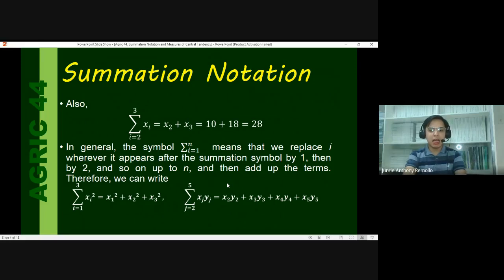Okay? And then given this second equation, the summation of xjyj wherein n is equal to 5 and j is equal to 2, we can come up with this equation: x2 y2 plus x3 y3 plus x4 y4 plus x5 y5. We can no longer include x1 y1 because according to the equation, j is equal to 2. It's just similar with i, meaning you will start at the second data. So for example, if we replace j with 3 and n would be 4, our equation would be x3 y3 plus x4 y4. Okay?